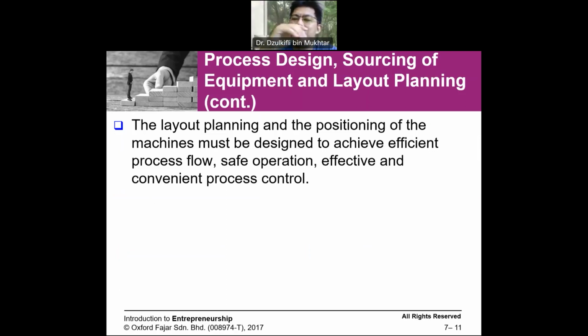Okay, we don't want, when we do the conversion process or the business process, kita kena incur more time to do it. Kita tak nak macam tu. So that is how we see the importance of the layout planning in this sense.